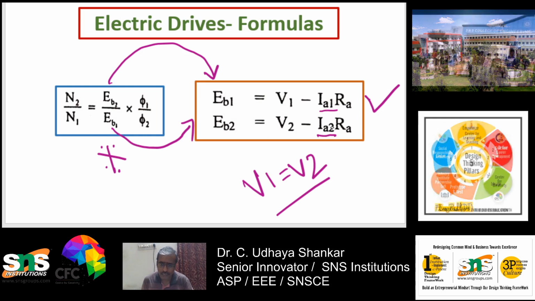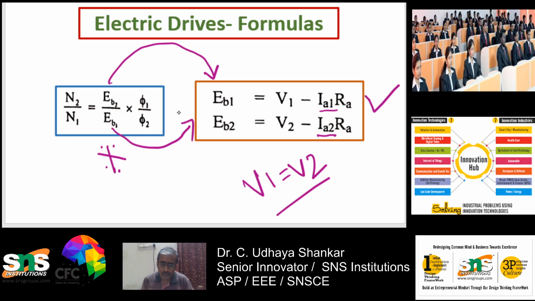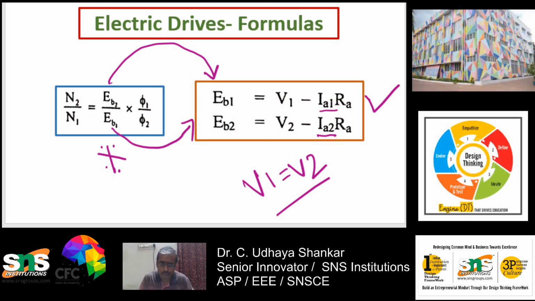IA is the armature current, V is the terminal voltage, EB is the back EMF, and phi is the flux. Hope you all remember those things. You need to understand the basics; if you are not clear with them, you can watch the previous videos and come back. This is the main formula by which you can solve the solid state drives problem, so please make a note of it.